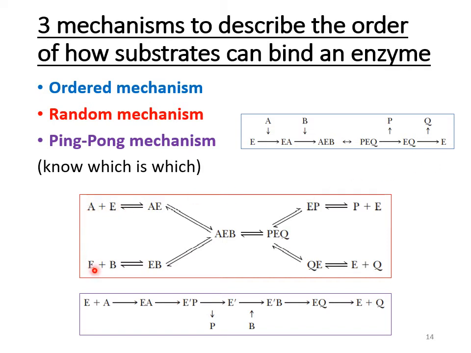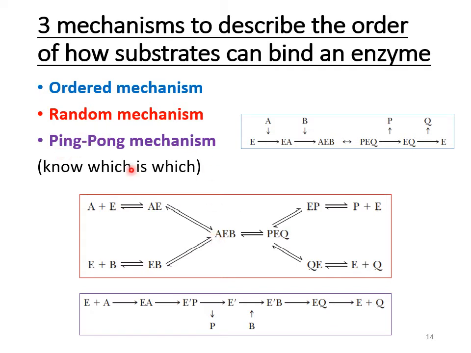Then you have the random mechanism, which looks a bit more chaotic because in this one, the substrates can bind to the enzyme in any order. So it would not have to be A, then B. It could be A first, it could be B first, it could be P, Q, whichever one is binding. It doesn't matter which one does it first. You'll ultimately get the same reaction occurring no matter which substrate is binding first.